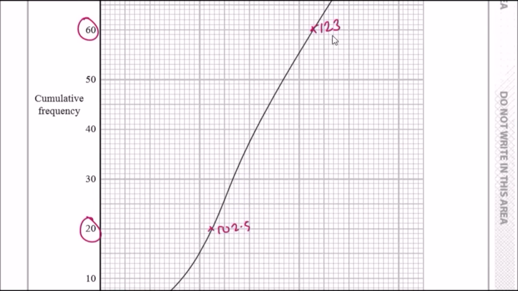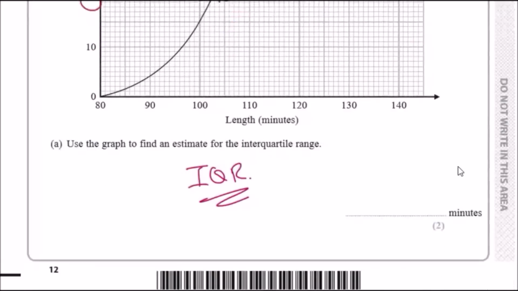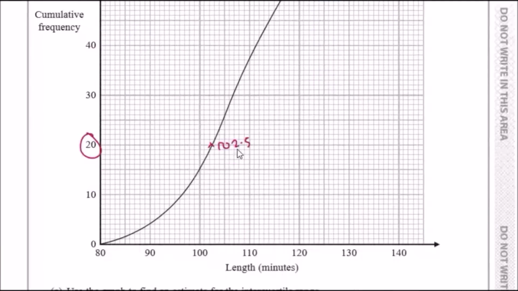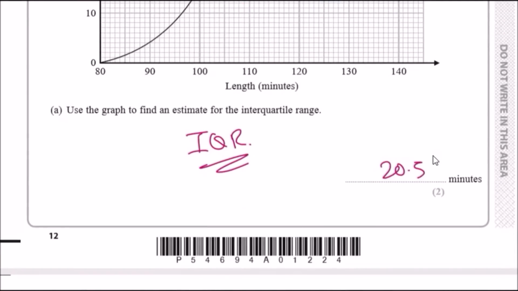And therefore the IQR is just 123, take away 102.5. So let's put that in a calculator. So 123 minus 102.5, and you should get about 20.5. So that's it. That's literally the range of minutes between the upper quartile and the lower quartile. They'll probably accept answers between 20 to 21, just in case, but don't hold me to it though.